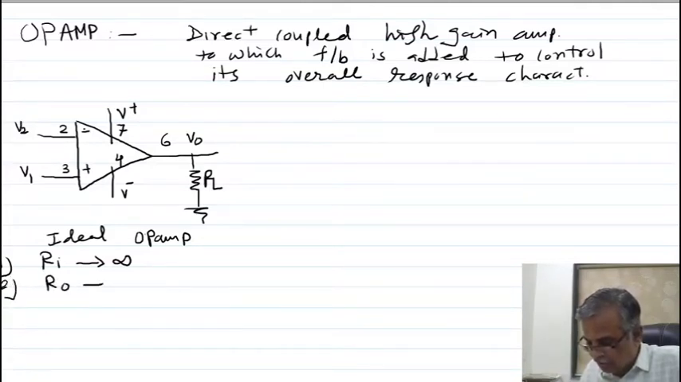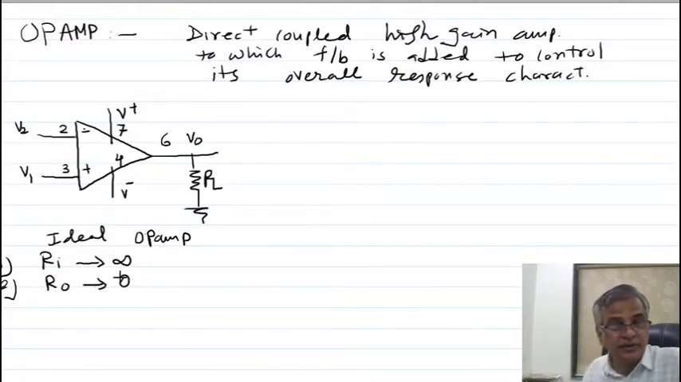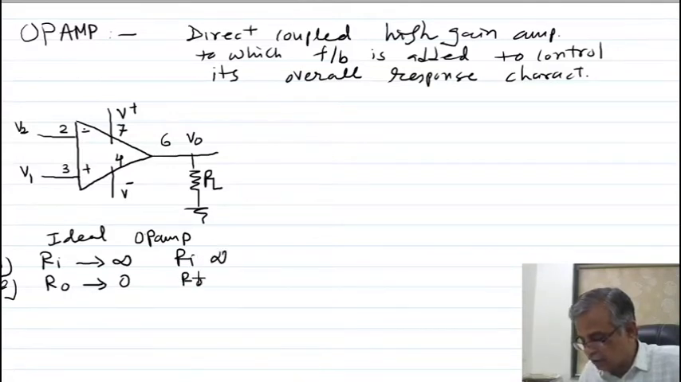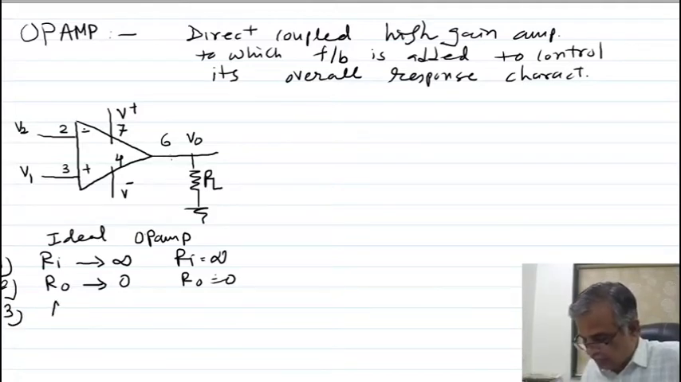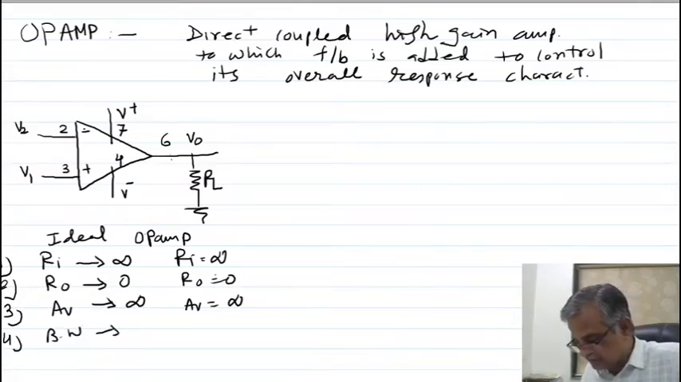Output resistance of this op-amp is very low, is 0, or we are writing tends to 0. If you see in some books, they have written input resistance is infinite, output resistance is 0. It means the resistance offered by this terminal, pin number 6, is 0. Third, voltage gain tends to infinite. Voltage gain is very large. Fourth, bandwidth is very large. Bandwidth is infinite.